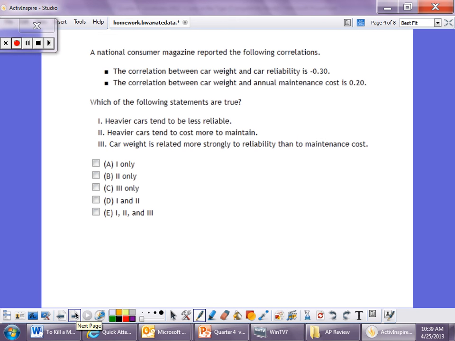Next, a National Consumer Magazine reported the following correlations. The correlation between car weight and car reliability is negative 0.30. That negative is just as important as the absolute value. And the relationship between car weight and annual maintenance is positive 0.20.